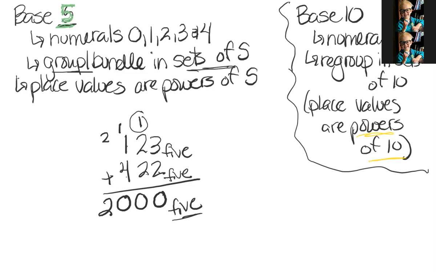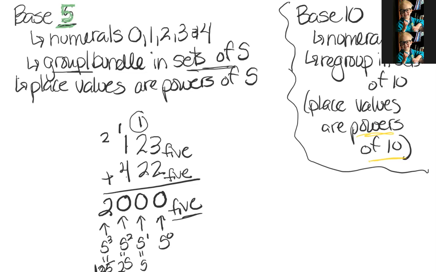And so another way to think about this, and if that is hard to wrap your head around, is that this isn't 2000 as in 2000. This is 0 ones, 0 groups of 5, 0 groups of 25 or 5 squared, and then 2 groups of 5 cubed. So how much is that? 125. So I'm running off the page here.